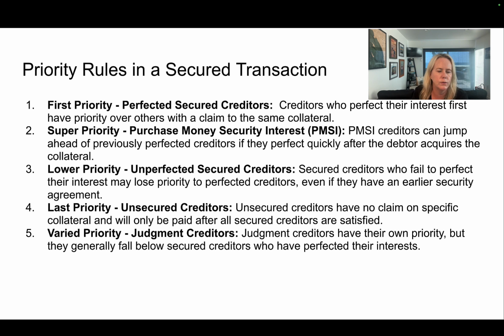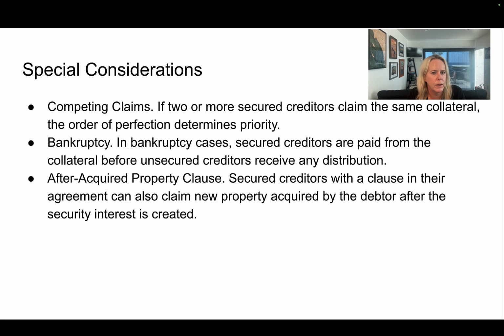So secured creditors who fail to perfect, maybe they have the security, they've attached, but they haven't perfected. And then the last priority goes to unsecured creditors, so those credit card holders or credit card companies. And then judgment creditors have their own priority, but they generally fall below secured creditors who have perfected their interest. Collecting on a judgment generally can be a difficult process, and it tends to be more specialized. So, some special considerations.